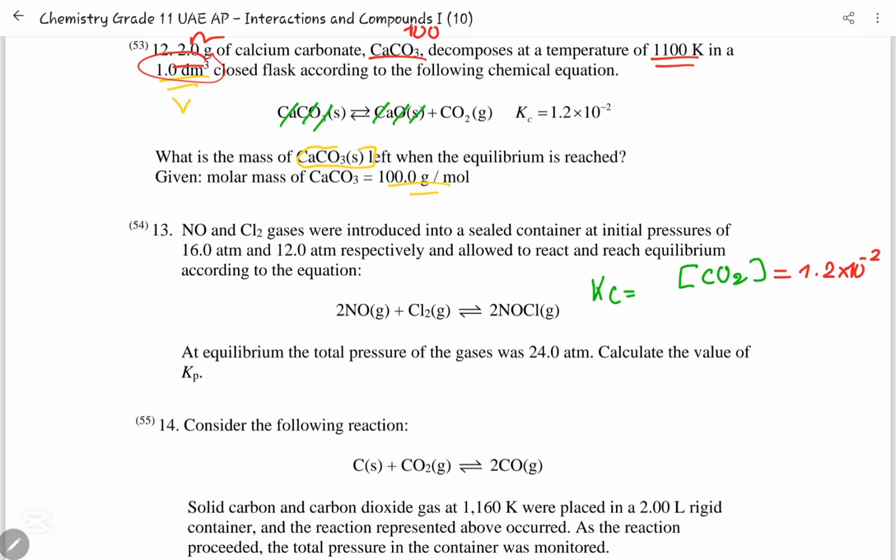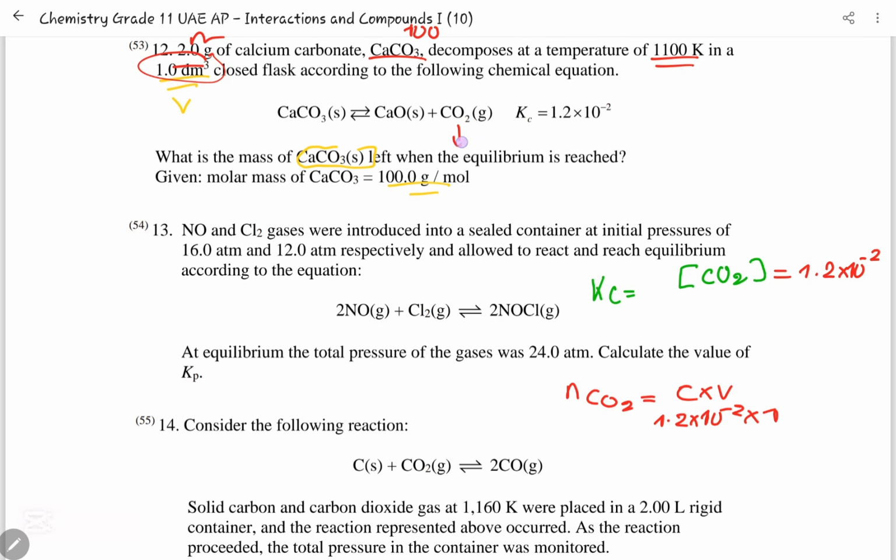Now, I have the volume, right? What would I be able to find with the volume? I would be able to find the number of moles of carbon dioxide. Number of moles is equal to concentration times volume, so it's going to be 1.2 times 10 to the power of minus 2 times the volume, which is 1 decimeter cubed.